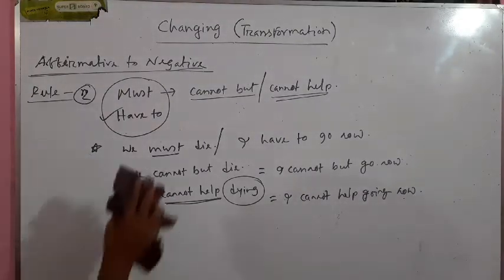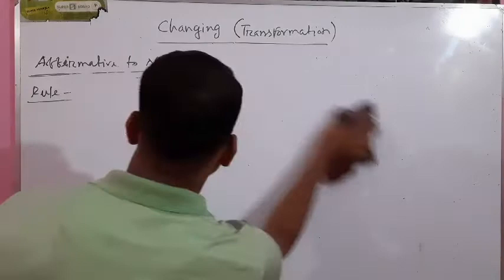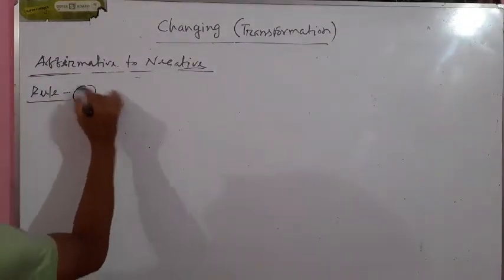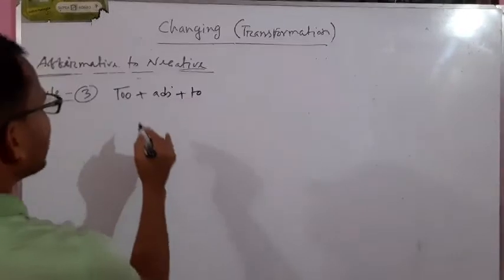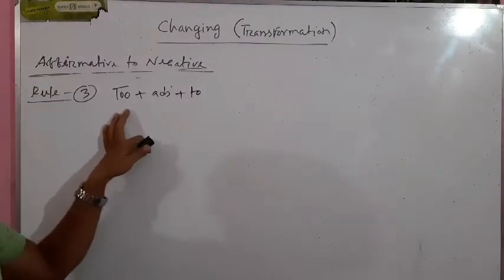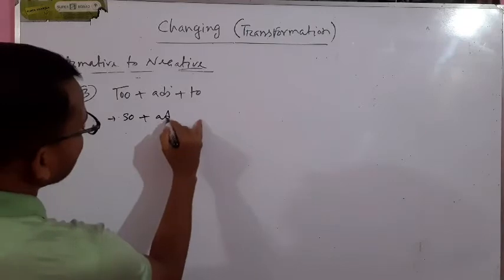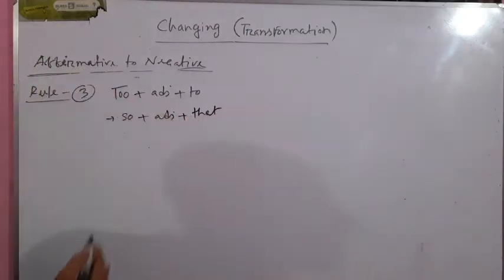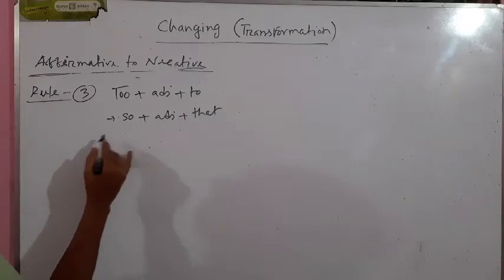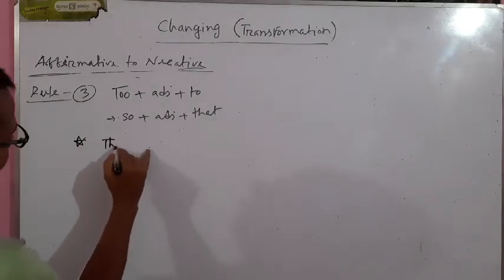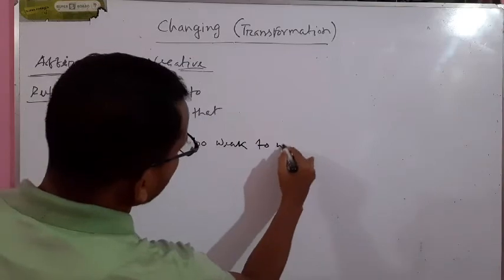Let's go to rule number 3. Rule 3, a very very important rule. Too plus adjective plus to. If the structure is like that, then if you want to change it into negative, you have to write so plus adjective plus that. This is the structure. So let's go with some examples for your clarification. Example 1: The man is too weak to walk.